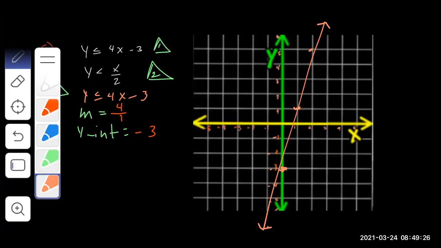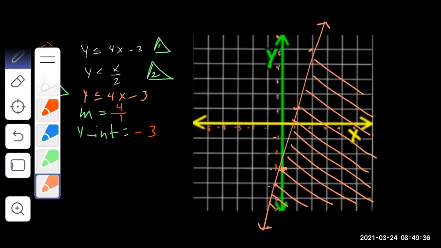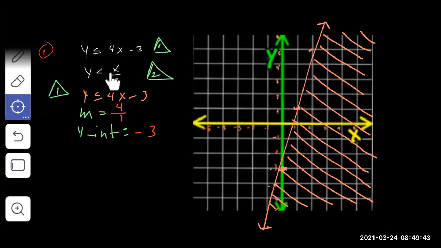Okay, this part, all of this part, guys, will be my solution. I'm just coloring it. This part will be my solution for the first inequality. But I need to find the second, guys. That's why this is called a system, because I not only have one equation, but more than one.